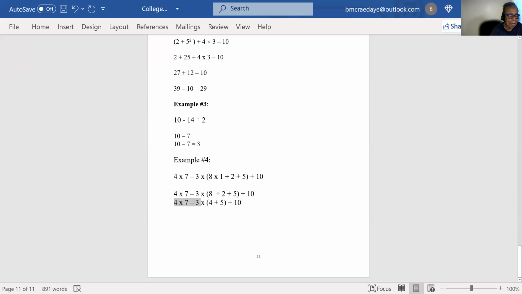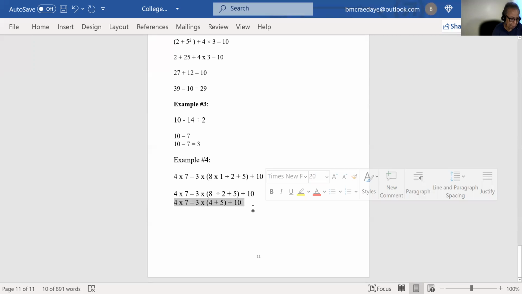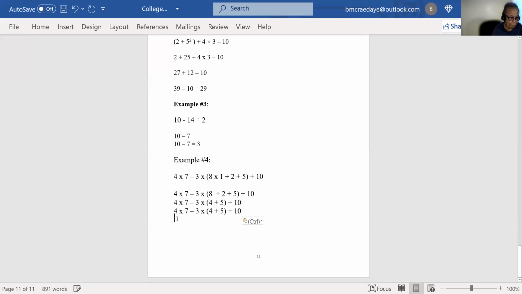All right, now let's copy this. Okay, so 4 plus 5 is 9. So that would be 9. And that would take care of the parentheses. So let's just take our parentheses out because now we added the 4 and the 5 and we got 9. Okay, now what do we do next?